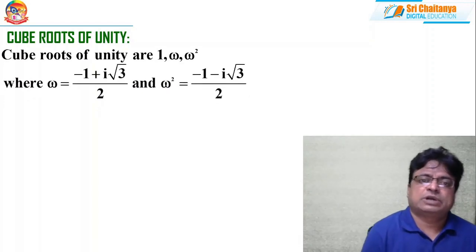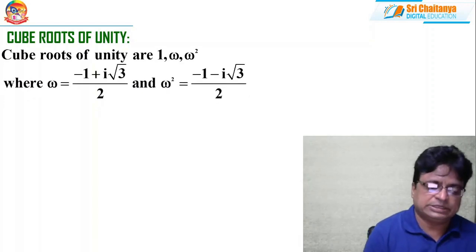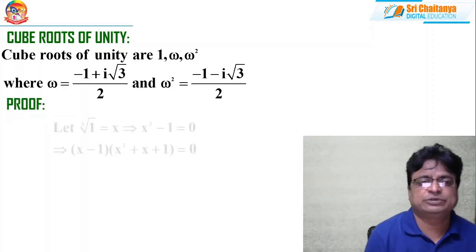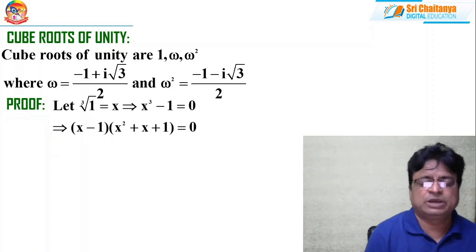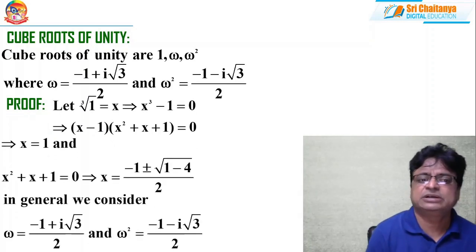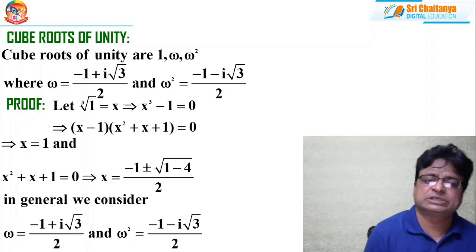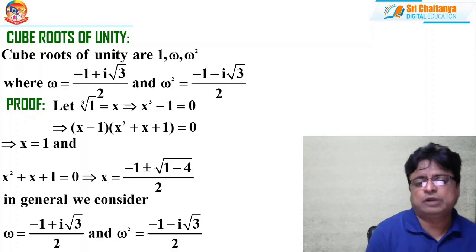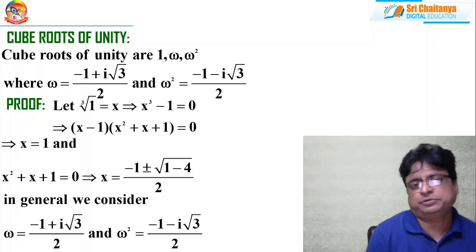Cube roots of unity are what? 1, omega, omega square, where omega is equal to minus 1 plus i root 3 by 2 and omega square equal to minus 1 minus i root 3 by 2. How to get it? Cubing on both sides, you will get two factors, equate them and solve. You will get the answer as, in general, 1, omega, omega square. Of that, in general, we consider omega equal to minus 1 plus i root 3 by 2 and omega square as minus 1 minus i root 3 by 2.